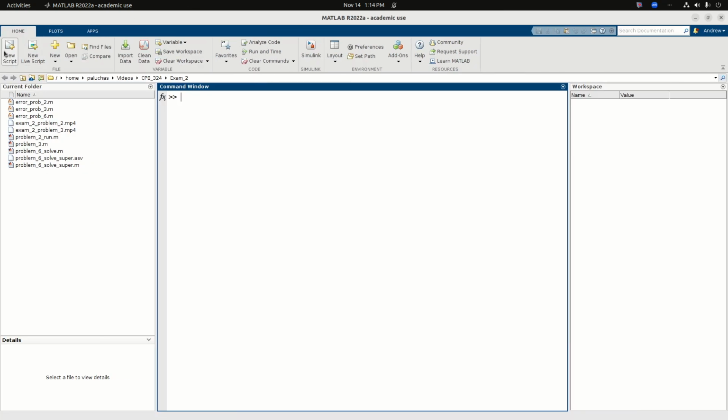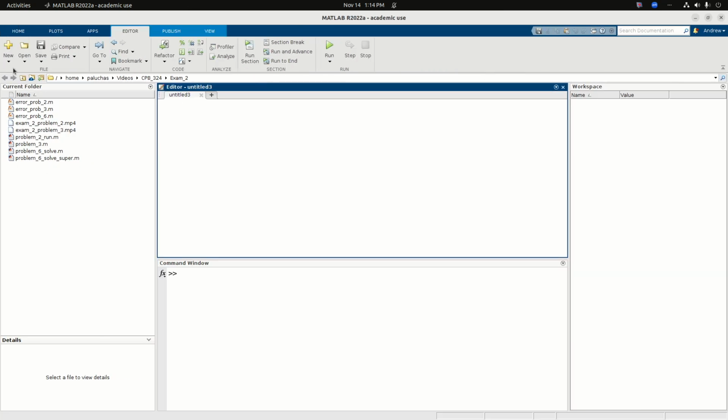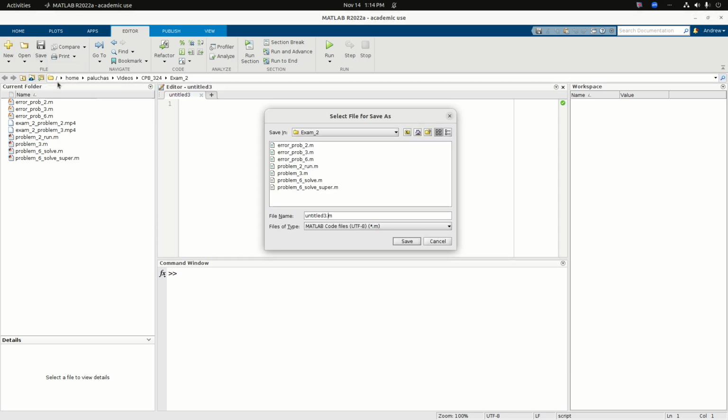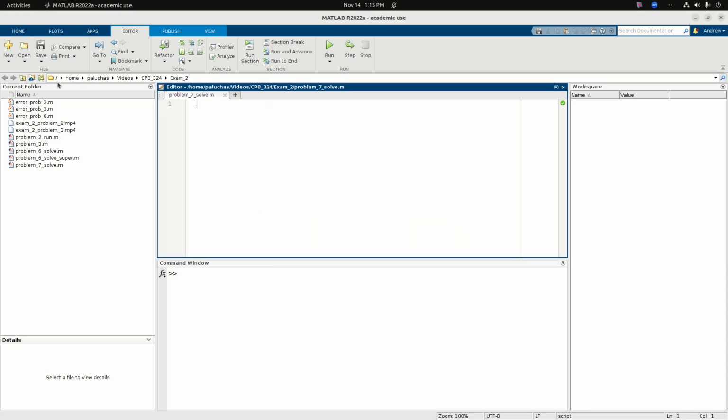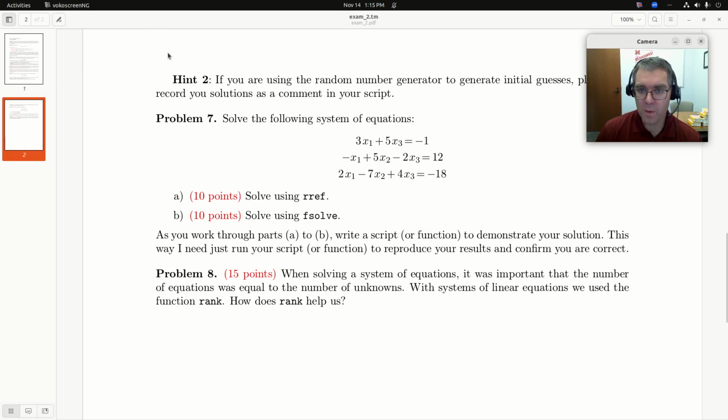So I'm going to come over here and start by writing a script. And I guess to solve it with rref, I could do that right within my script. So let me call this problem 7, right? We just solved 6. Problem 7, solve. Okay, so I'm going to say first solving with rref.